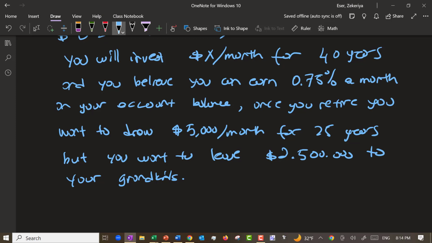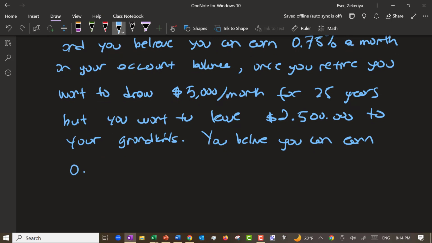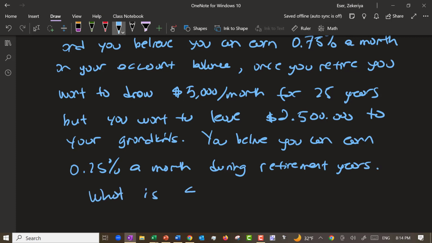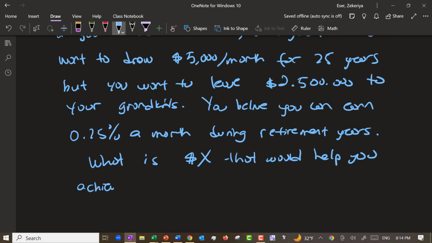But let's assume you're 20 now. When you're 85, you want your retirement account to show a $2.5 million balance. And you believe you can earn 0.25% a month during retirement years. What is that $X that would help you achieve your goals?